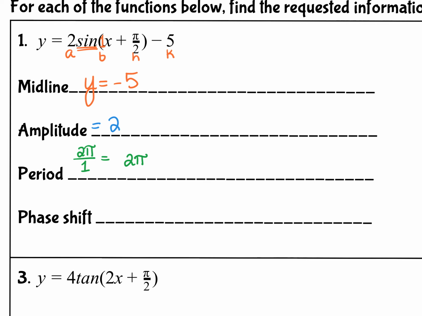And then finally, our phase shift. This determines how much we move left or right. So we're going to take that x plus pi over 2 and set it equal to 0. And then we solve for x. So I subtract pi over 2 from both sides. Now what this tells me is that since x is negative, I'm actually going to move left whatever that amount is. So I will move left pi over 2. That would be my phase shift.